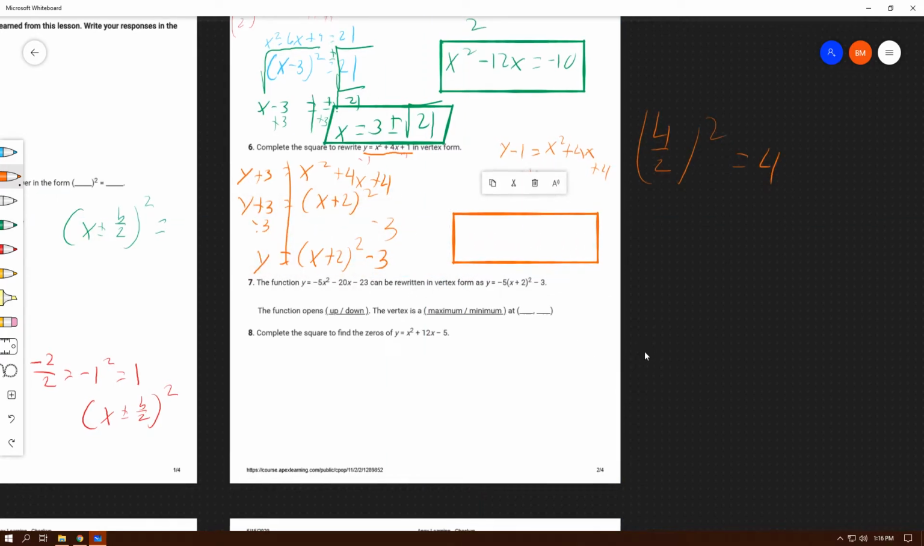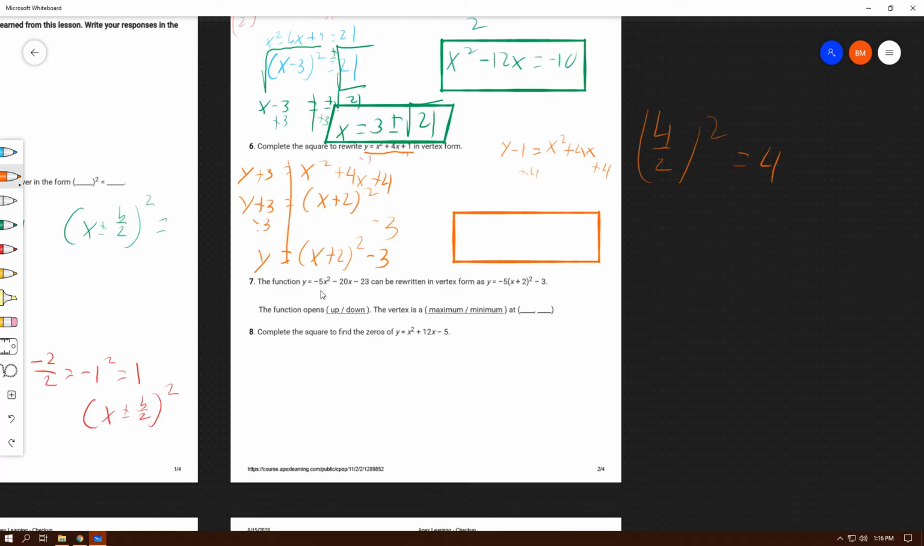The function y equals negative 5x squared minus 20x minus 23 can be rewritten in vertex form as y equals negative 5, something, negative 3. Does this function open up or down? Well, one, we can go into Desmos.com and plot it and get this information. I know that this function opens down. Why? The negative 5 there is the leading coefficient, the first coefficient, and it is negative, so that tells me automatically it's going to be opening down.